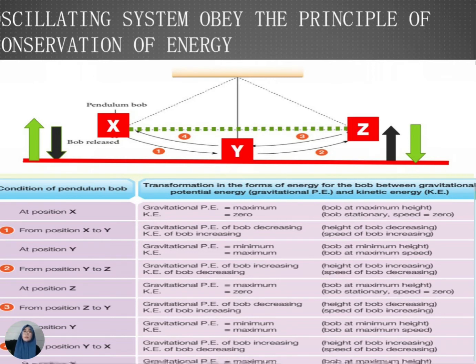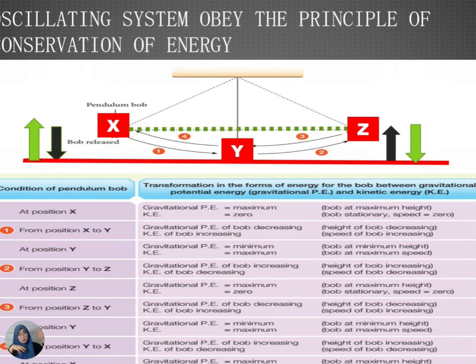Then the bob continues moving from Z to Y. The gravitational potential energy of the bob decreases from maximum to minimum, the kinetic energy increases and the speed increases. At position Y, again, the GPE is minimum and the speed and kinetic energy are maximum.